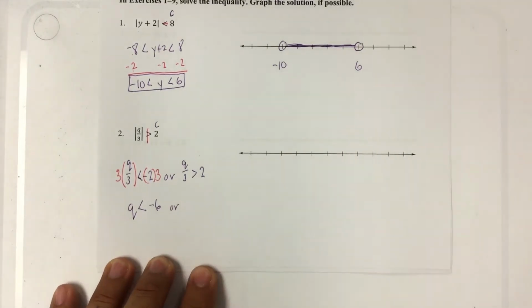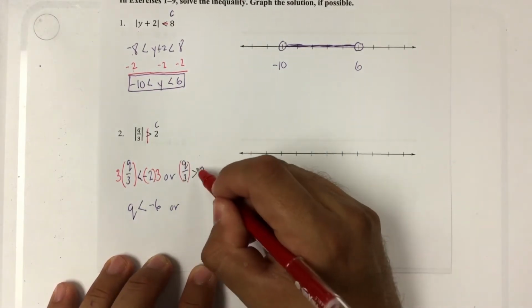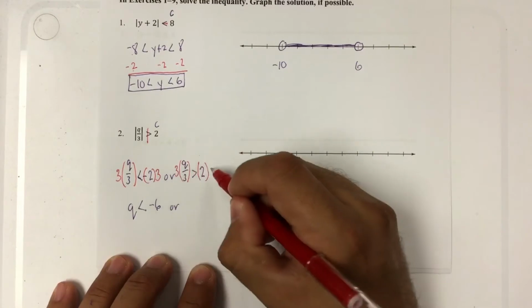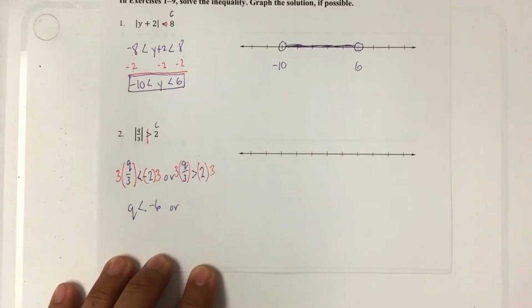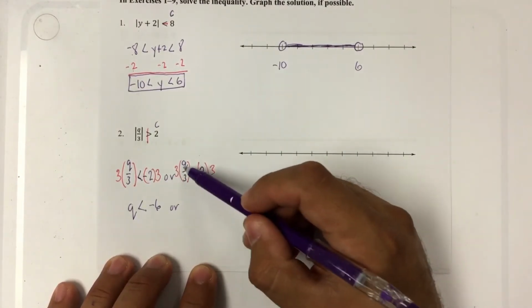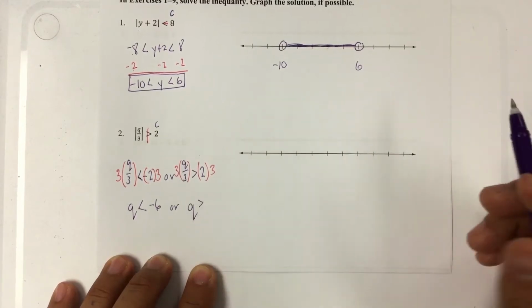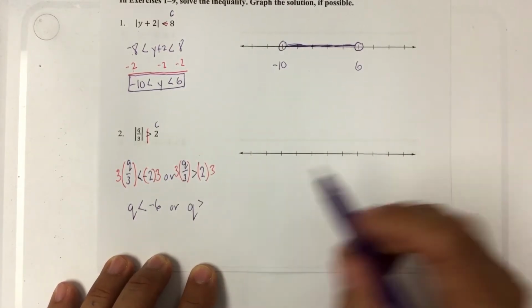The way you solve the right side should be pretty much the exact same way you solve the left side. So again, I'm going to multiply both sides by what? 3. So 3 divided by 3 is 1, so we have Q is greater than what number? 6.